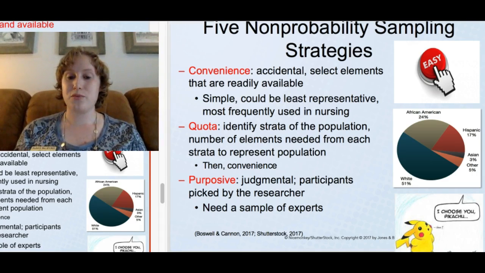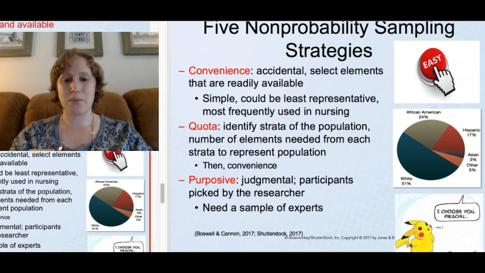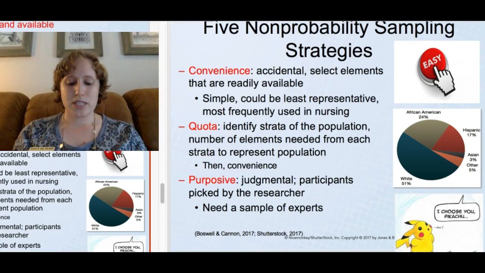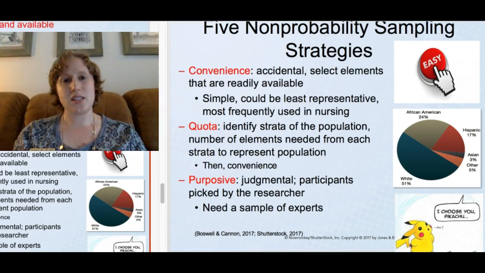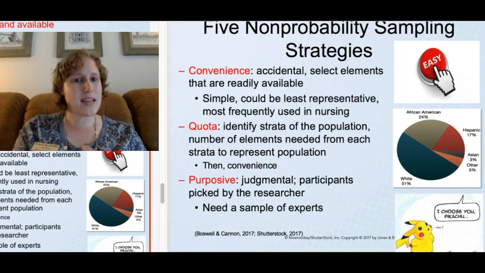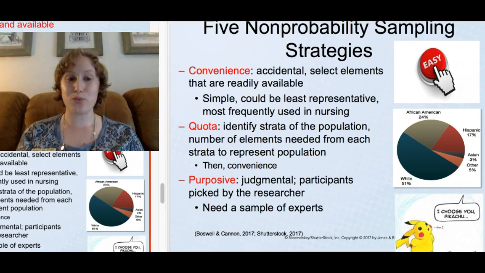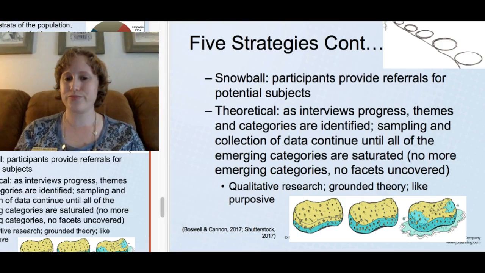In purposive, we are choosing who's going to be a part of our sample. For example, if we're having a study on critical care nursing experts and their time management skills, we're going to handpick who we know has the best skills, is an expert in their field, in order to have a representative sample of what we're actually looking for.